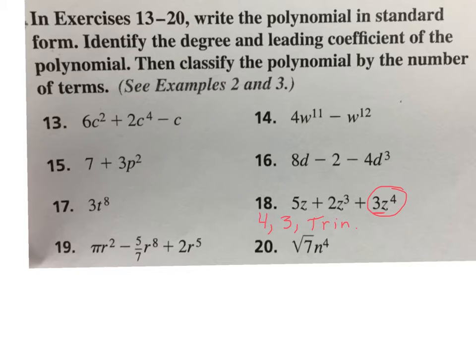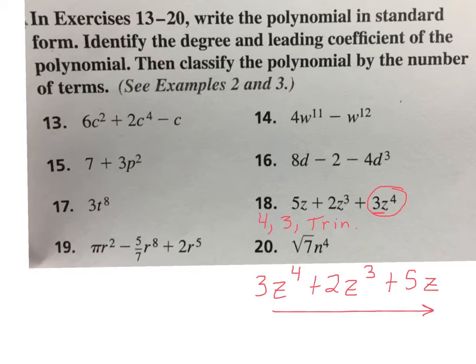And then I got to write it in standard form, so I go biggest degree to smallest. 3z to the fourth plus 2z cubed plus 5z. So it's just descending order is standard form, right?